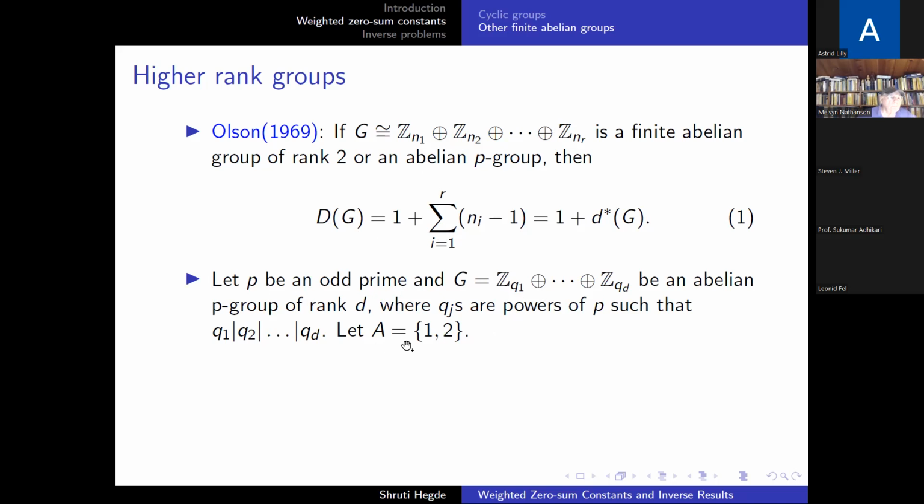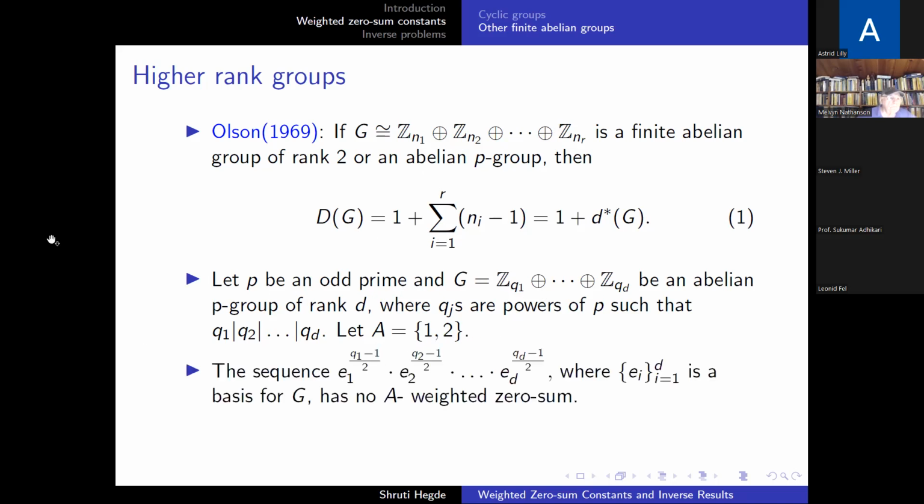And we will take this weight set A as the set {1, 2}. With these assumptions, if we consider this sequence containing (q1 - 1)/2 times e1 and so on up to (qd - 1)/2 times ed, where e1, e2 to ed is a basis for the group G, then this sequence will not have any A-weighted zero-sum subsequence. Therefore, D_A(G) will be greater than or equal to 1 plus the length of the sequence, which is 1 plus D*(G)/2.